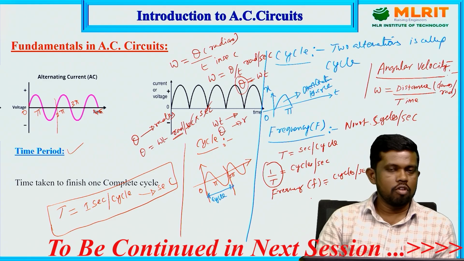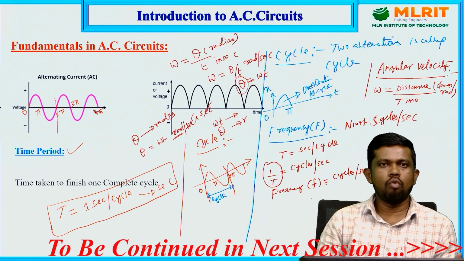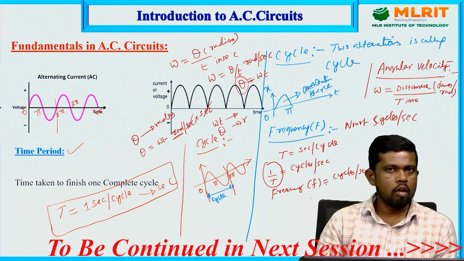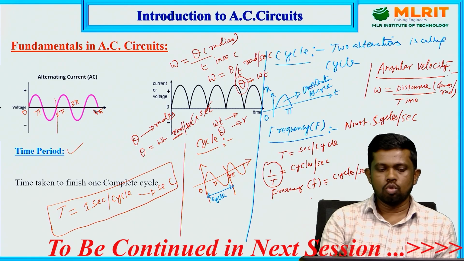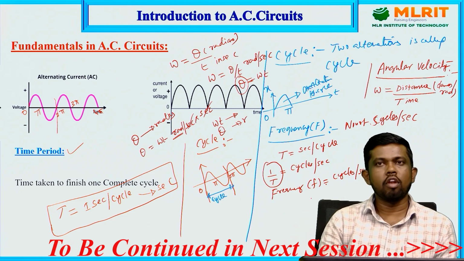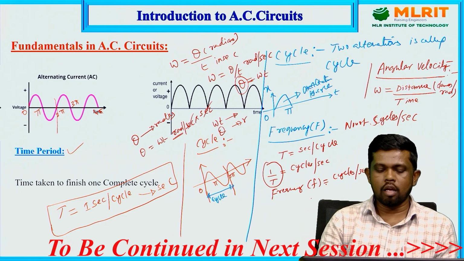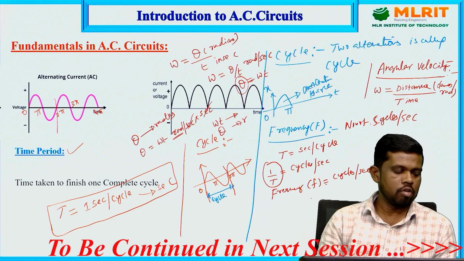Till now we have discussed what is meant by an alternating quantity, AC current, time period, instantaneous values, magnitude and peak value, and also the angular velocity, frequency of the system, and cycle of any alternating quantity. These many things we have discussed till now.